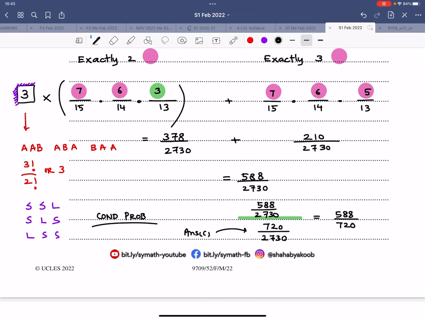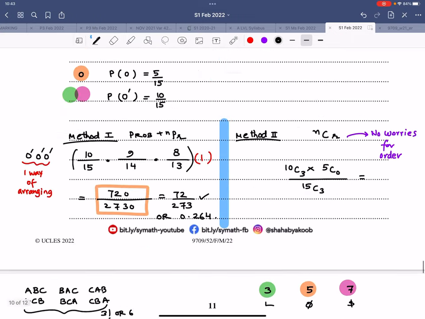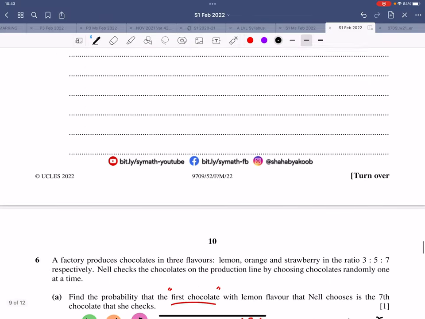I can reduce it a bit. 588 divided by 2 is 294, and this is 360. And 294 divided by 2 is 147. So that's 147 over 180. I'll be very, very happy with this answer. Now, if someone persists on decimals, they can divide, and this answer comes out to be 0.817, correct to 3 significant figures. So that was the whole paper. It was a very wholesome experience doing this paper.